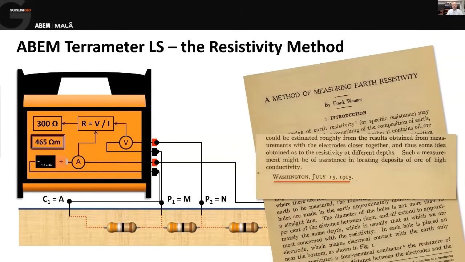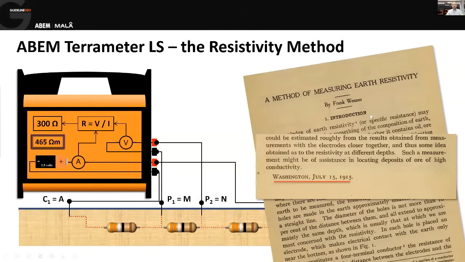Now, this method of using 4 electrodes to determine a resistivity, to measure the electrical properties of the ground, has actually been around for a very long time. And so anyone who's even come close to geophysics will probably have heard of a man called Wenner. And he published this note in 1915 called A Method of Measuring Earth Resistivity.